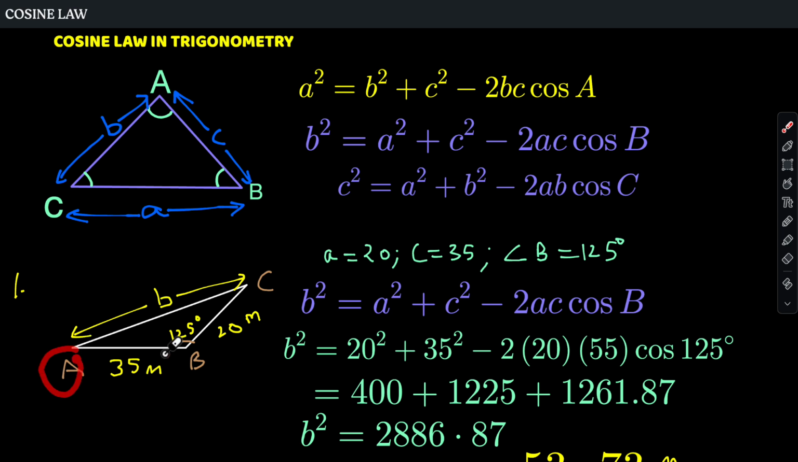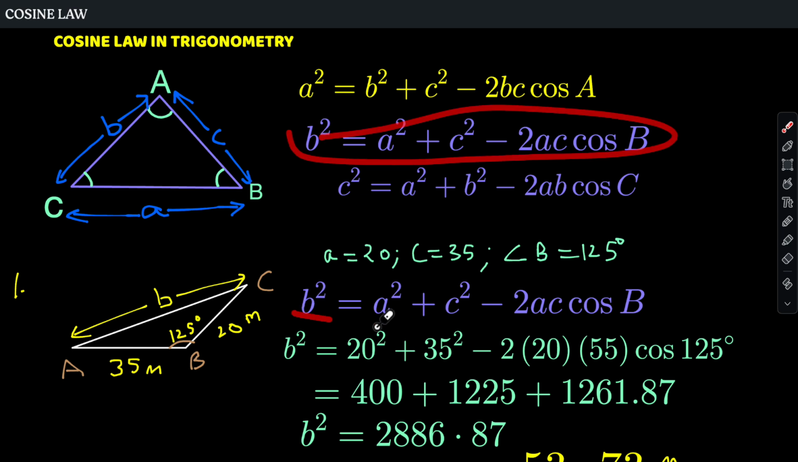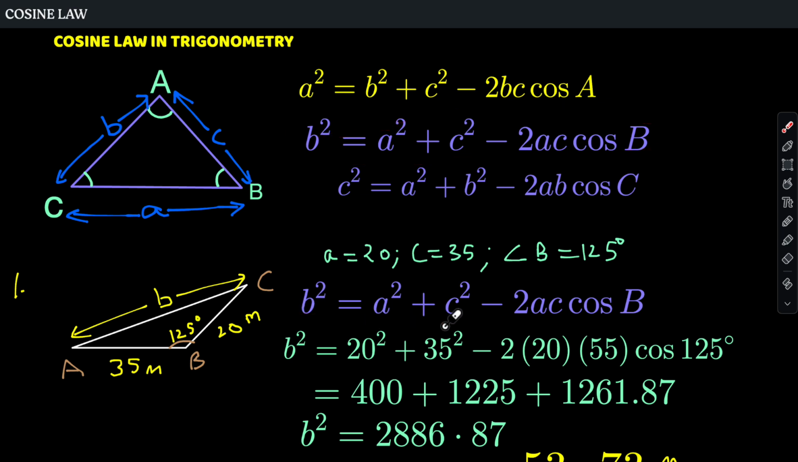Here, in triangle ABC, we are given two sides: AB, which is opposite to angle C, and opposite to angle A we have BC as 20 meters. We have to find AC, which is b and which is unknown. Angle B is given as 125 degrees. So as we have to find b, we will use this formula here. b square is equal to a square plus c square minus 2ac cos B.